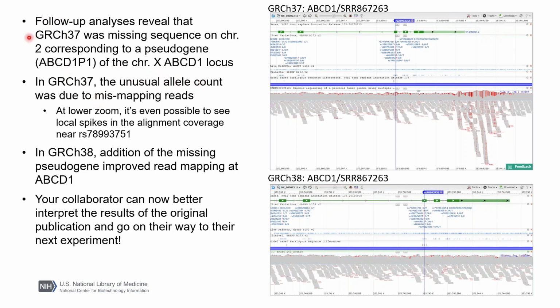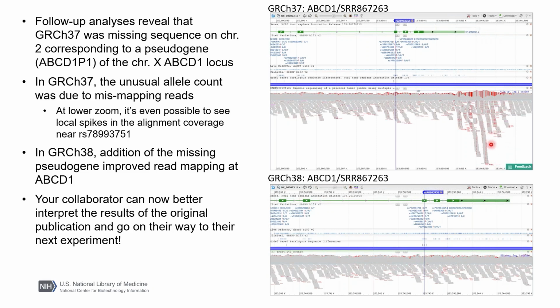So reads that should have belonged to the sequence on chromosome 2 didn't have a home to go to, and they ended up aligning to chromosome X. That chromosome 2 copy had a different base at that position, so that's my paralogous sequence variant. And in fact, if we zoom out to a lower zoom level here, looking at GRCh37, we can see the evidence of these mismapped reads in a very localized region.